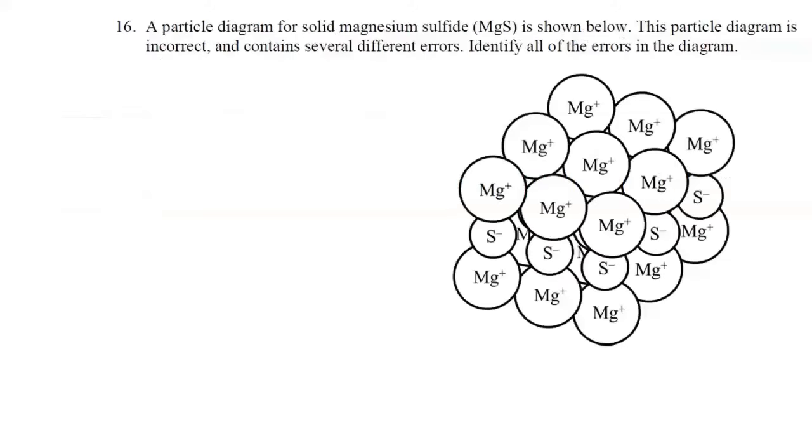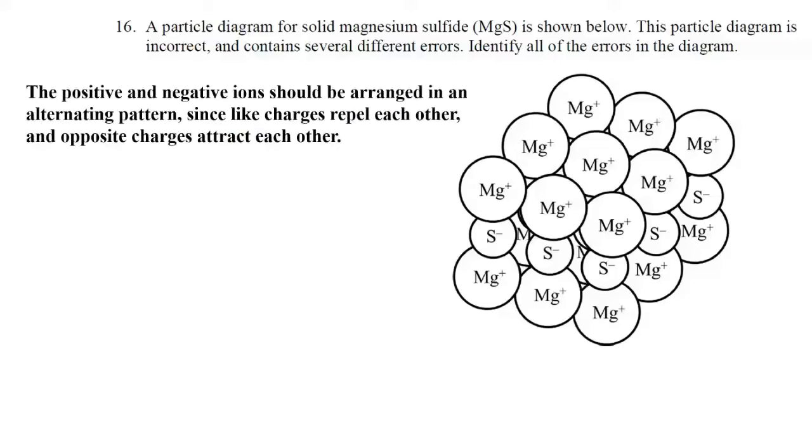All right, question 16. A particle diagram for solid magnesium sulfide, MgS, is shown below, but this particle diagram is incorrect and contains several different errors. Identify all of the errors in the diagram. The first thing that I notice is that all of these positive ions are right next to each other in this crystal lattice. So we know that they need to be arranged in such a way that opposite charges are attracted to each other and like charges repel. So these positive and negative ions should be arranged in an alternating pattern, again, because like charges repel and opposite charges attract.